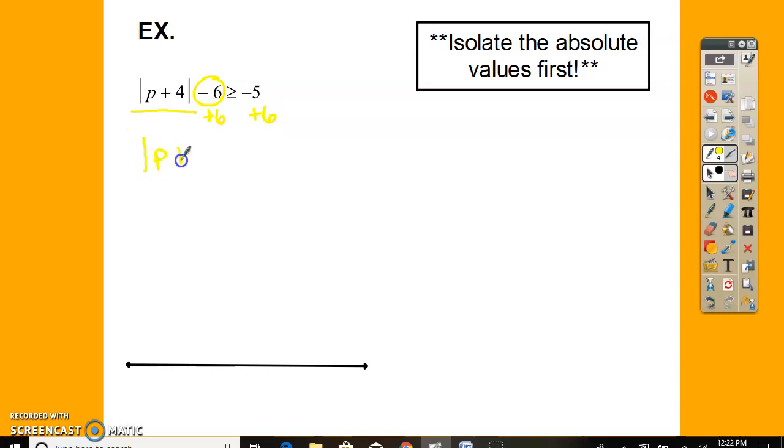That's going to give me the absolute value of p plus 4 is greater than or equal to, and now -5 plus 6 gives us a +1. Now, this can be split into two separate equations to solve. Again, I'm going to put the work up there, and then you can follow through with it. This is the same exact steps as any of the other ones. It's greater than or equal to, so it's an or inequality.